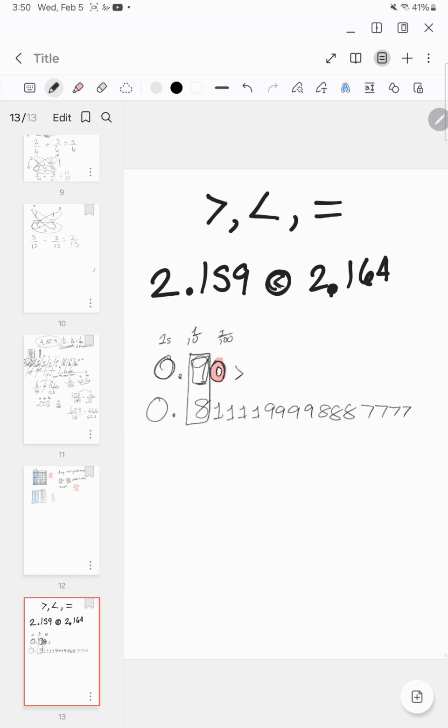All right, so that's about it. Again, remember, the alligator mouth eats the larger number.